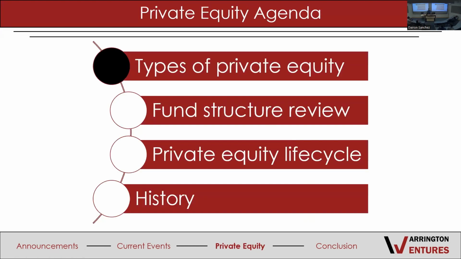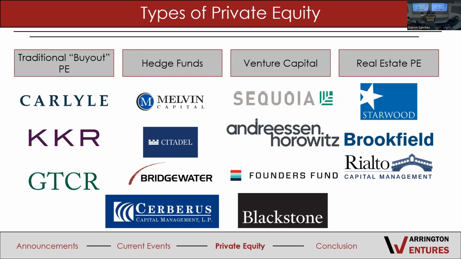So now we're going to cover types of private equity. There's a kind of semantic game, because I mentioned you have private equity and then you have real private equity. What I mean by real private equity is this traditional buyout private equity, what everybody means when they say private equity. It's going to be firms like Carlyle, KKR, GTCR, Cerberus, and Blackstone, which are often looped in with this group, although I'm going to cover something about them in a little bit.